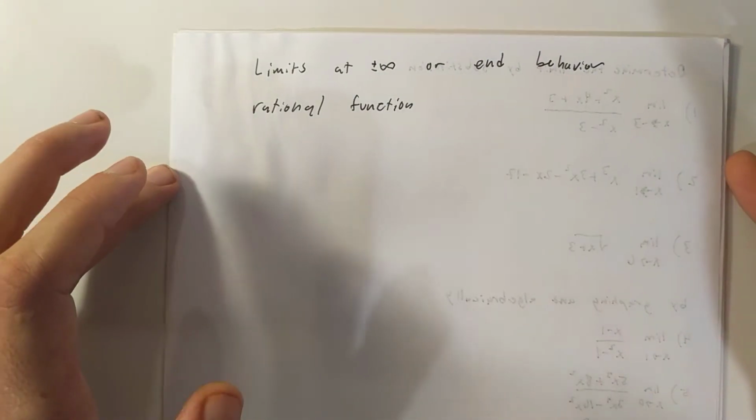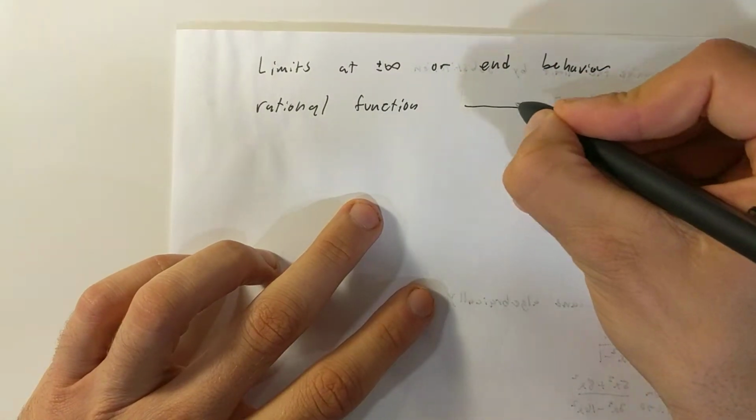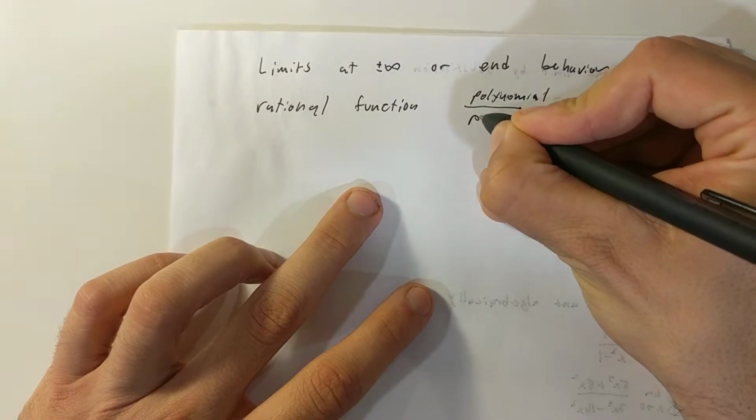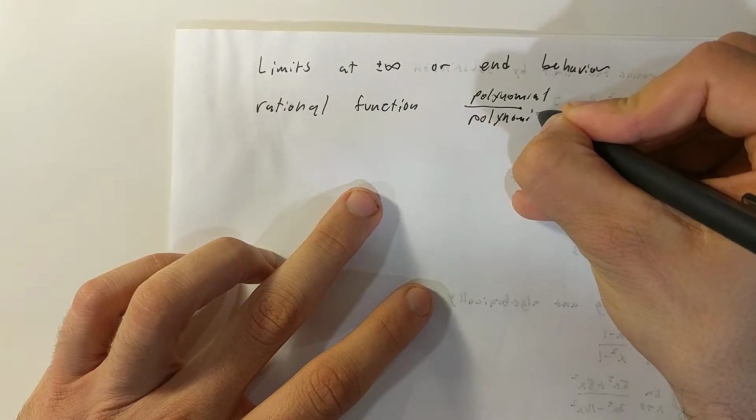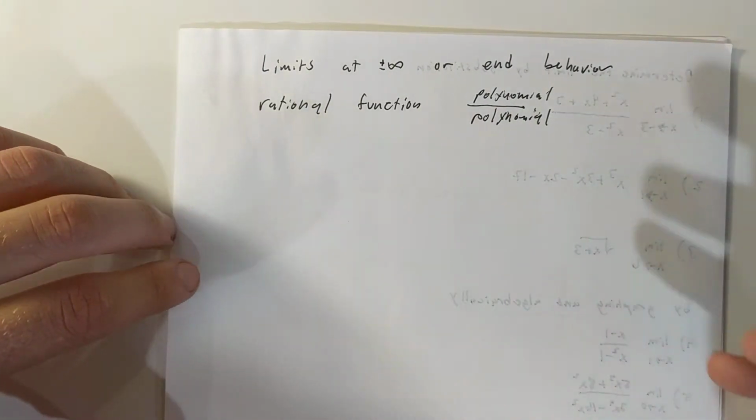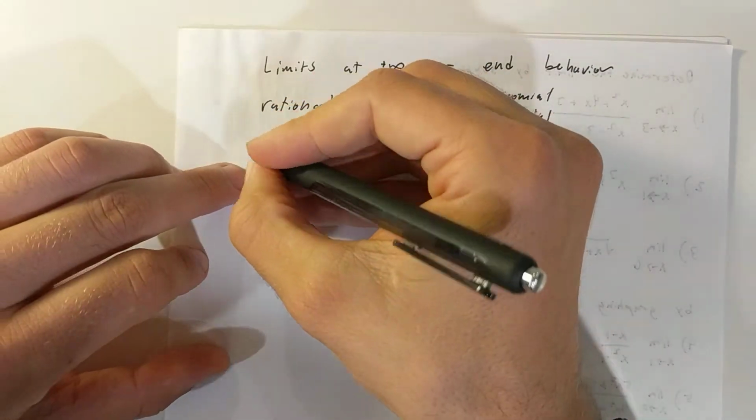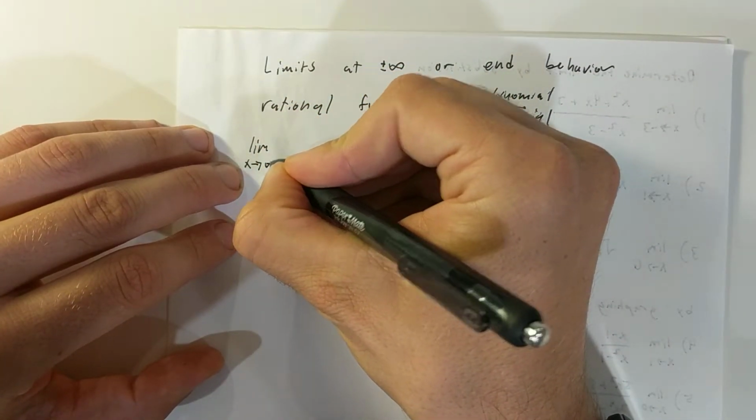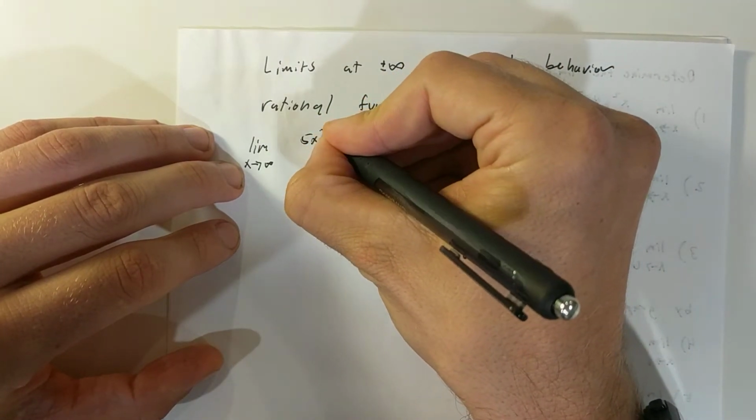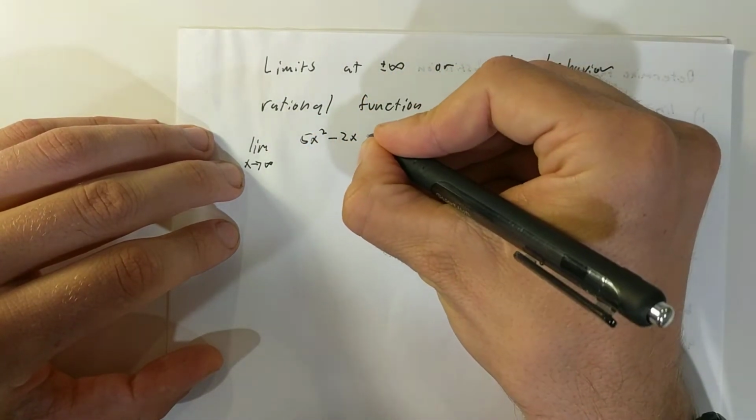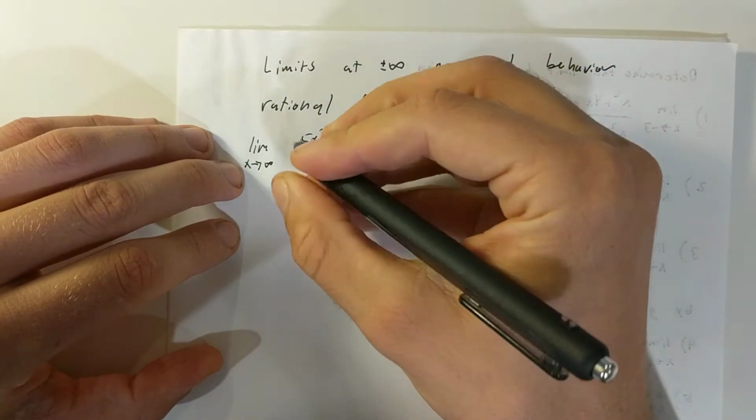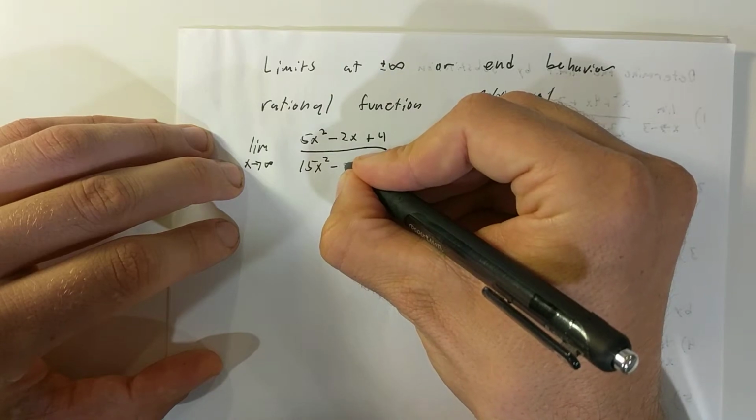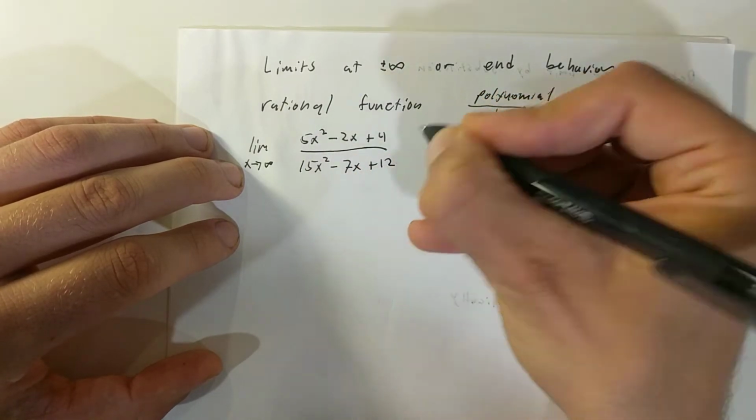Rational functions, by the way, are functions where you get a polynomial divided by another polynomial, right? So let's just go over a few of them. We're going to first do the limit as x approaches infinity of, let's say, 5x squared minus 2x plus 4 over 15x squared minus 7x plus 12.